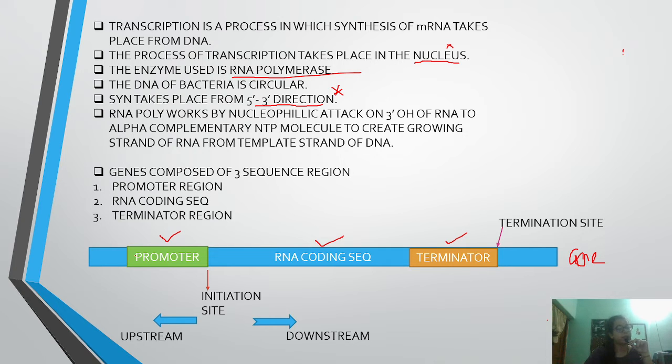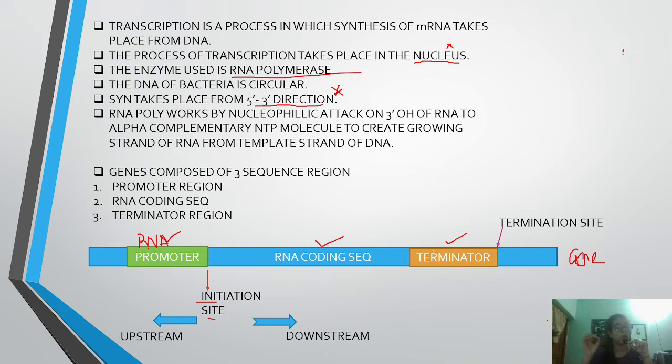What is the work of the promoter? In the promoter region, the RNA polymerase will bind, and from the initiation site, as you can see, the process of transcription will begin. So the promoter region is mainly important for the binding of the RNA polymerase. The RNA coding sequence is the sequence that takes part in the process of transcription. And as you already know, the terminator sequence is to stop the process of transcription.